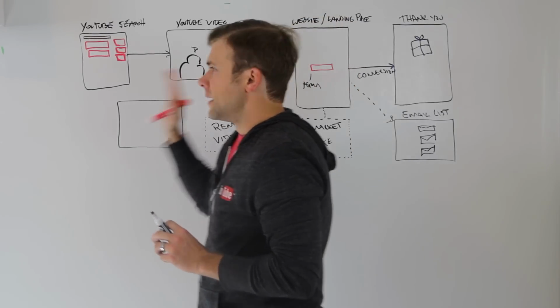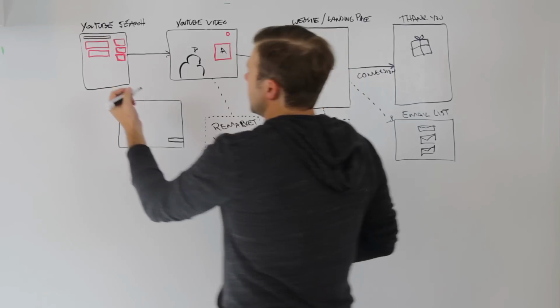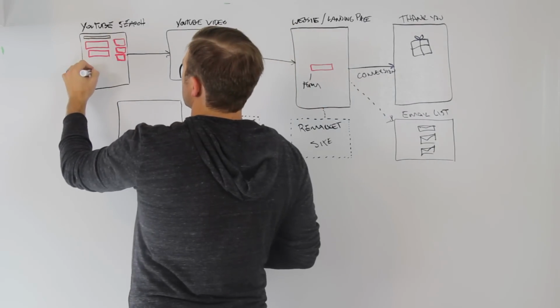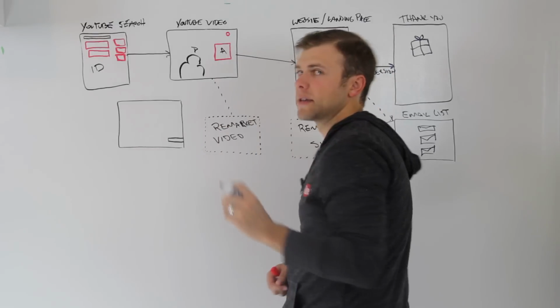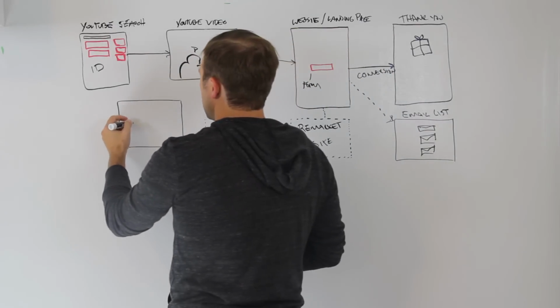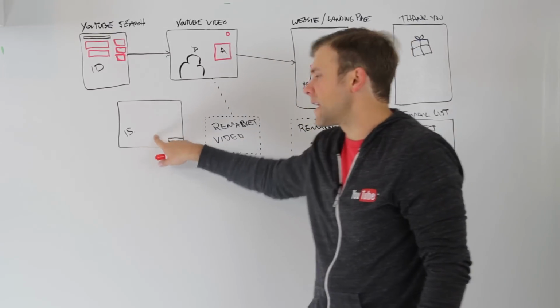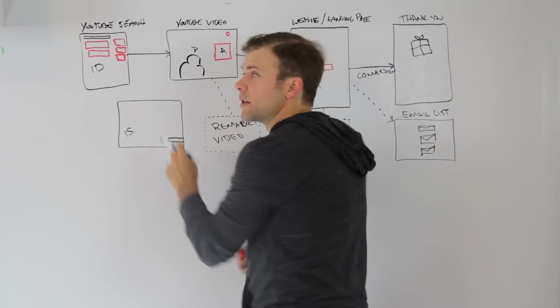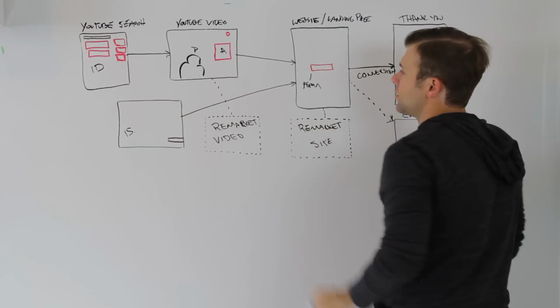Let's talk about in-display and in-stream. In-display are the ads that show up in search results, right? But there's also this box, and this is my favorite type of YouTube ad, and I'll tell you why. This is an in-stream ad. These are the ads that you can skip after 5 seconds. If you click them, you go straight to the landing page.